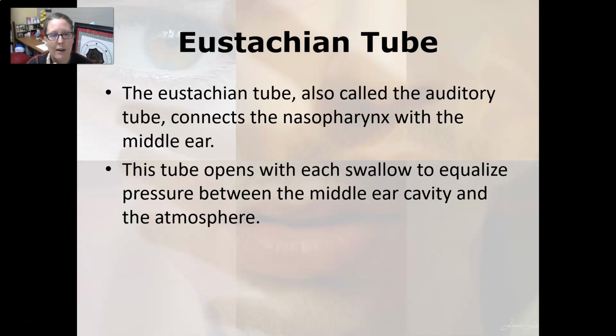Also, when children have chronic middle ear infections, they have surgery to insert ear tubes, and they're putting that tube into the Eustachian tube.